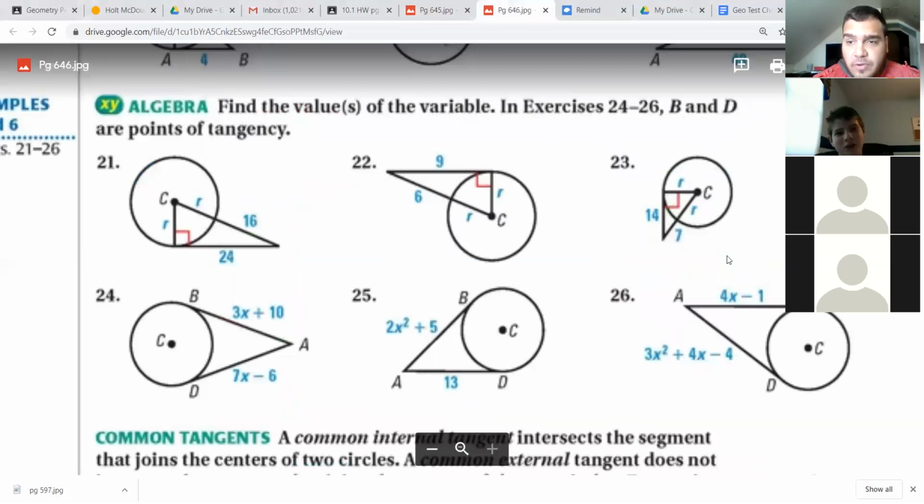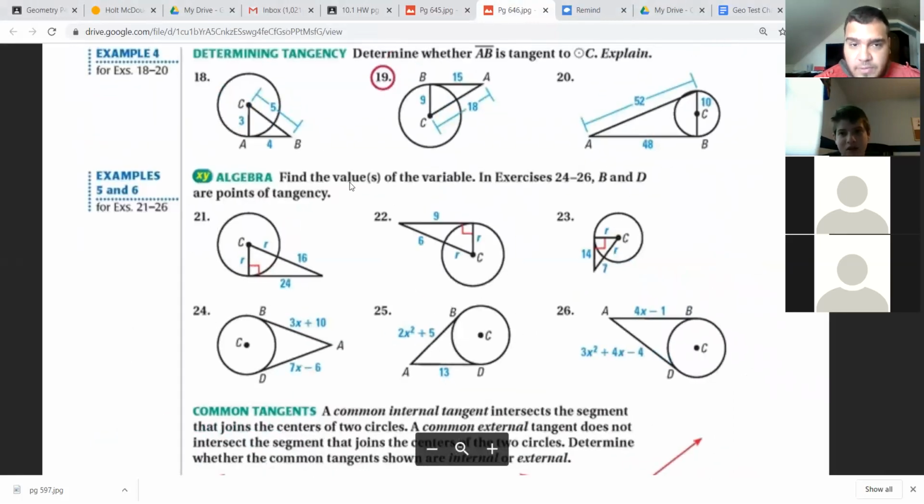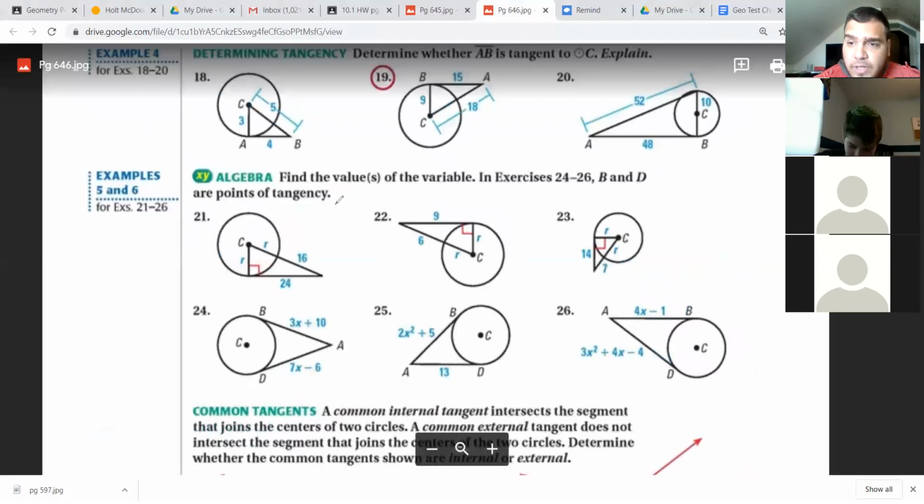21 to 26 is our homework. Let me see, 21 to 26. 21 to 23 is their own type, and 24 to 26 is the other type. So let's do 21 first.